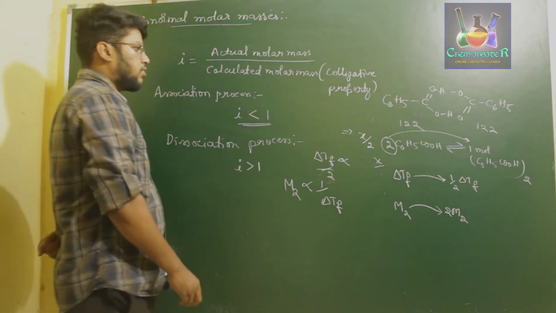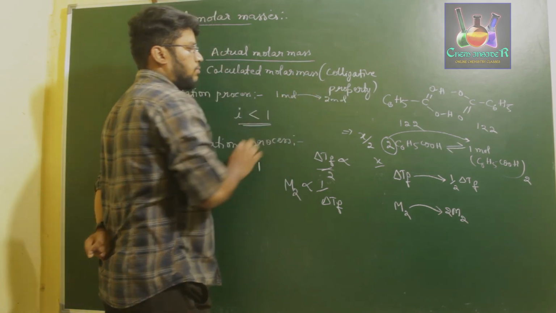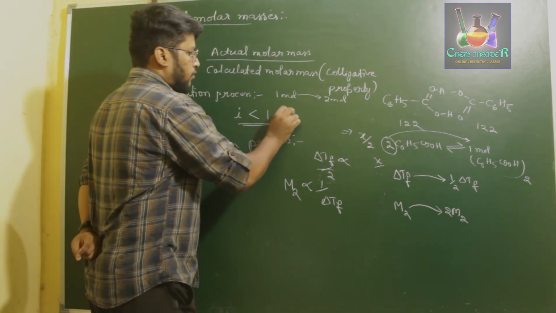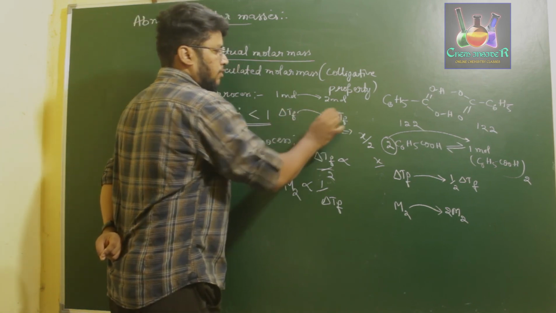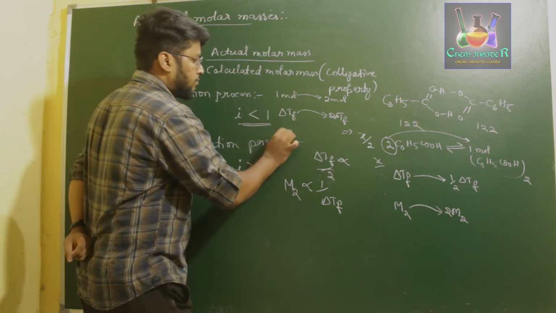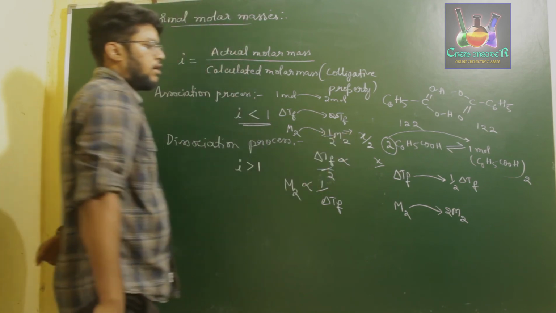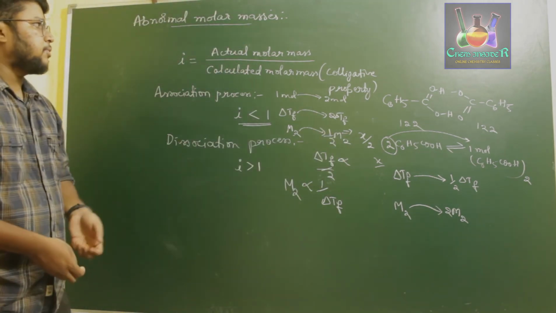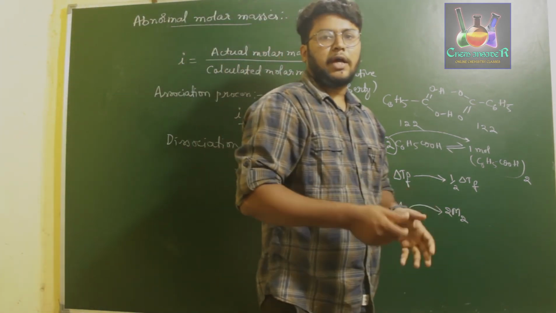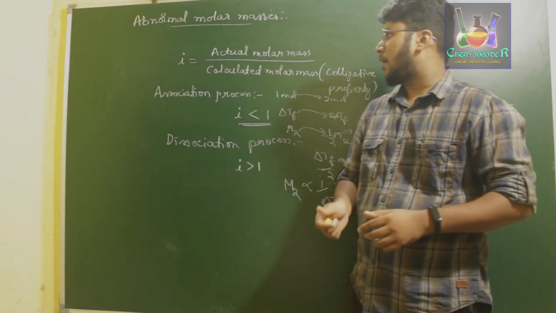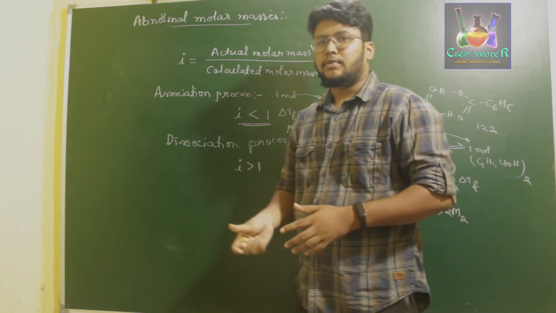In case of dissociation, 1 mole of compound gives 2 moles of product. Therefore, delta Tf or delta Tb increases 2 times. Delta Tf will be double. If delta Tf is double, M2 will be reduced to 1 by 2. So this is about abnormal molar masses. Abnormal molar masses are nothing but the variation between the molar mass obtained by the colligative property and the actual molar mass of the given compound.